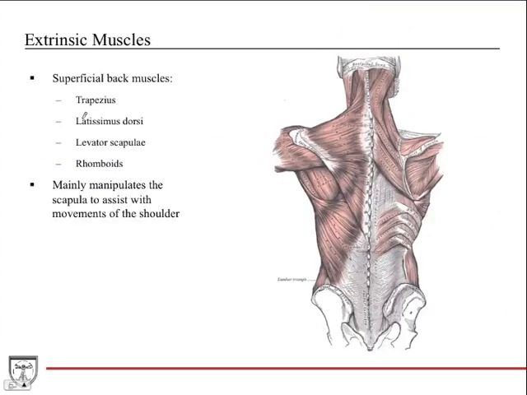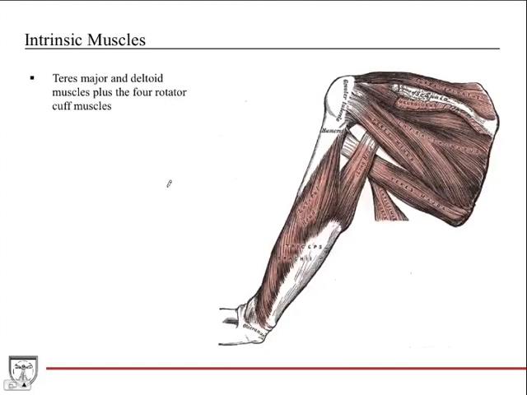Now, just very briefly, the extrinsic muscles, your superficial back muscles involved: your trapezius, which is shown here, your latissimus dorsi, which is shown down here, levator scapulae, which is shown right here, and then you have your rhomboids, which is shown right here. And what their function is, is to manipulate the scapula to assist with movements of the shoulder. Now, the intrinsic muscles.